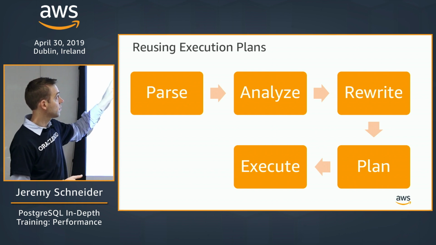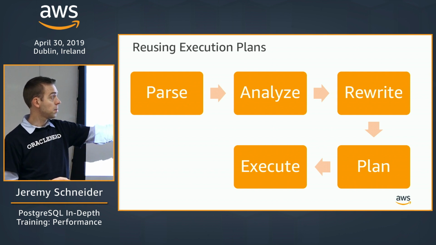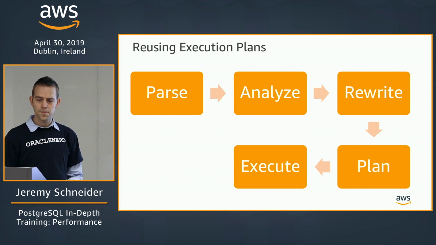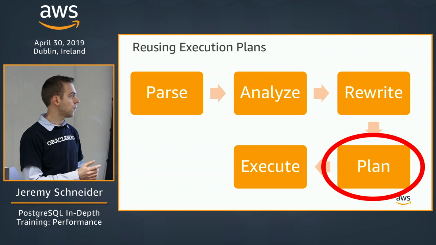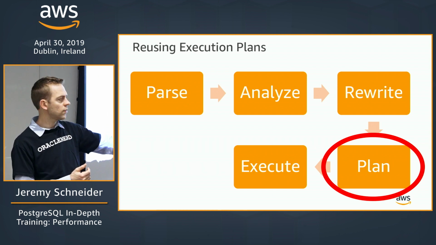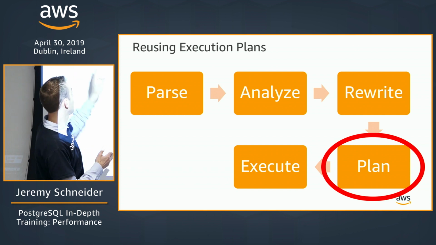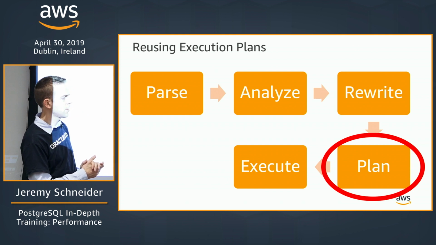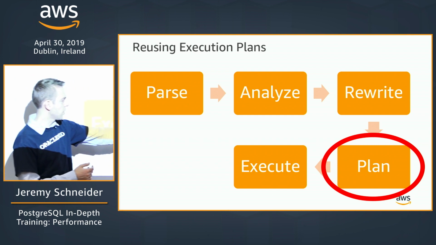So it has to parse it, analyze it. There's a rewrite step we talked about. Then it plans, and then it executes the query. And when we talk about reusing execution plans, the thing that we're all concerned about is that plan step. The reason that matters is because the parse, analyze, and rewrite tends to go pretty quick. It's pretty easy to store.